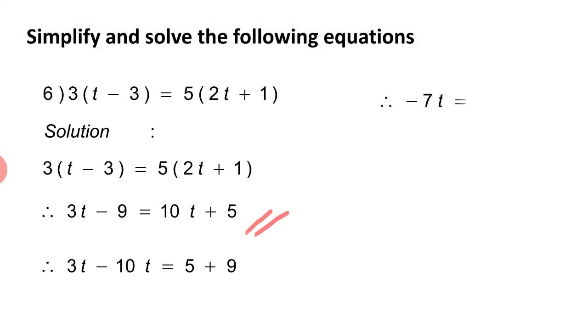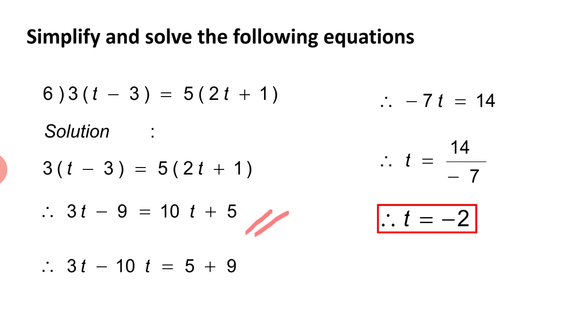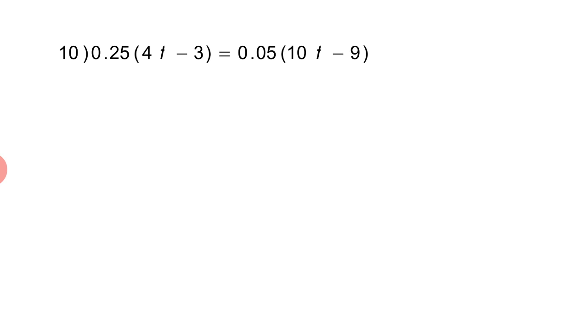So now 3t minus 10t is equal to 5 plus 9. So that will be minus 7t is equal to 14. So naturally t is equal to 14 upon minus 7. I need not tell you the answer, you might have guessed it. So t is equal to minus 2. Are you getting, children? You can verify this answer by putting t equal to minus 2 in the equation and checking whether you get LHS equal to RHS. Try it. Now the 7th and 8th problems, I think you can try yourself. I'll go to the 10th problem.